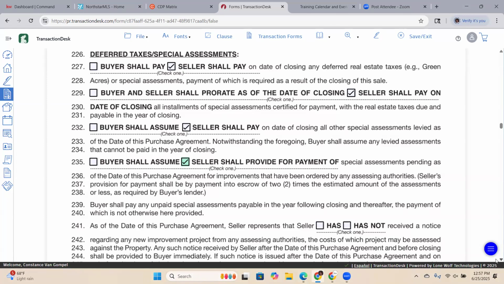Got it. Okay. And if you check unknown and you've asked your sellers, do you have any assessments coming up? They say, no, we haven't gotten any letters. You can still go to the county records and check and see if there's anything pending. If it's a county you're working in, you can research their records and find out if they're going to be assessing stuff. Yeah, okay.